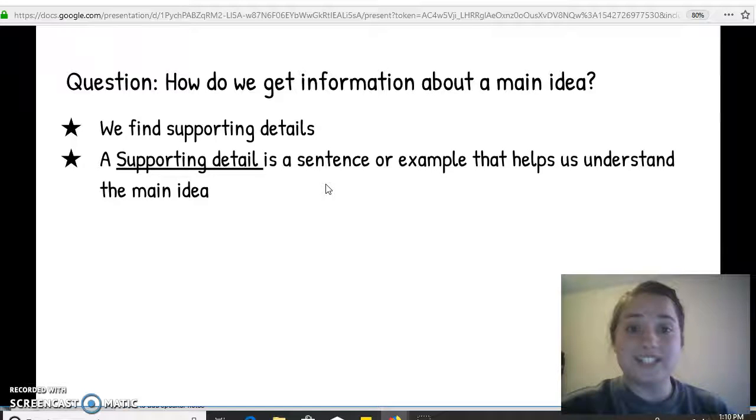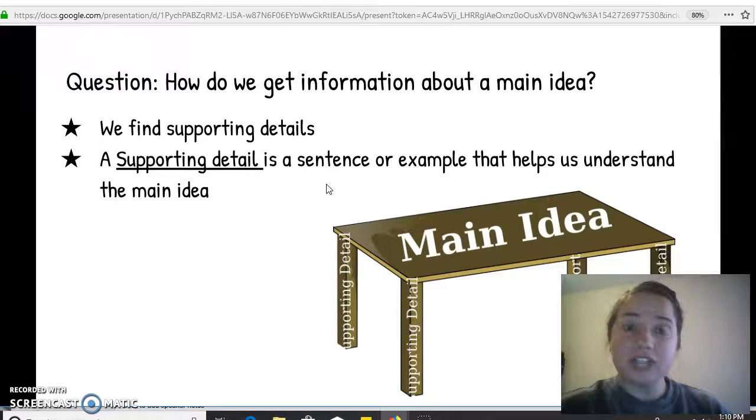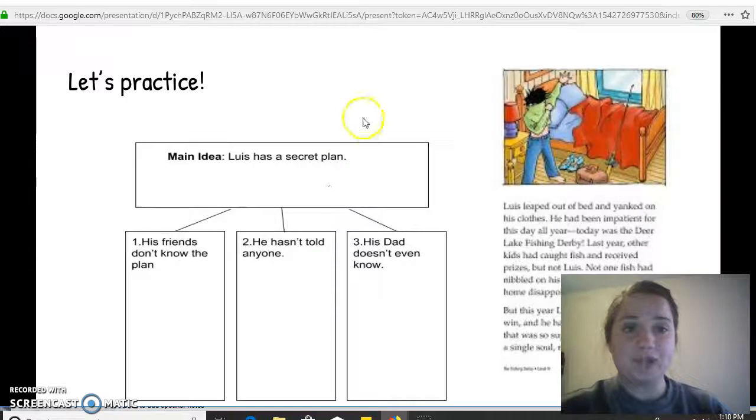A supporting detail is a sentence or example that helps us understand what the main idea of a text is. It's kind of like looking at a table. Our tabletop is the main idea, and the legs are the supporting details of our main idea. All right, let's do a little bit of practice now, friends.